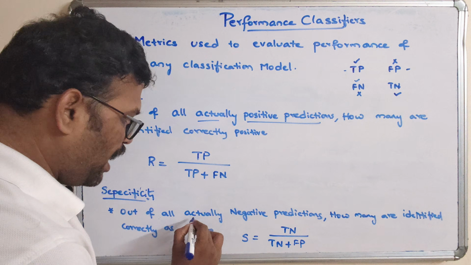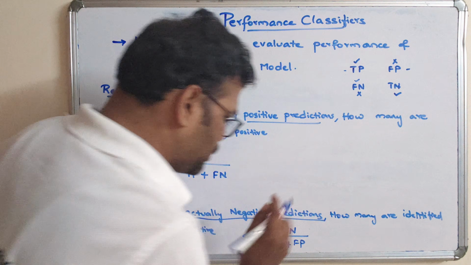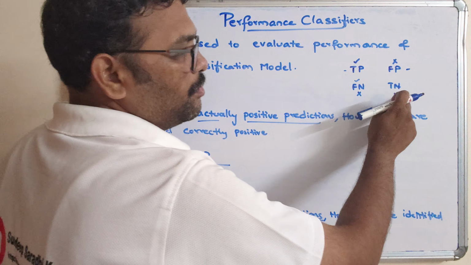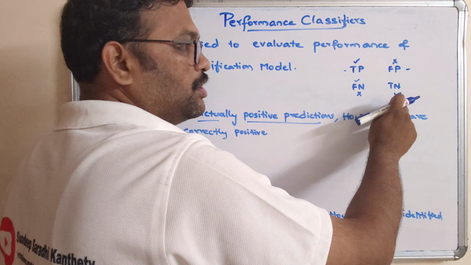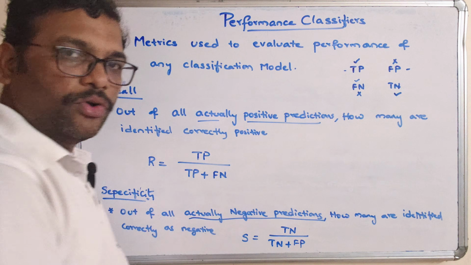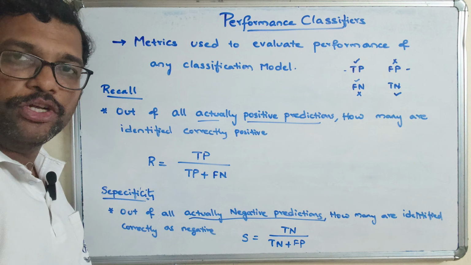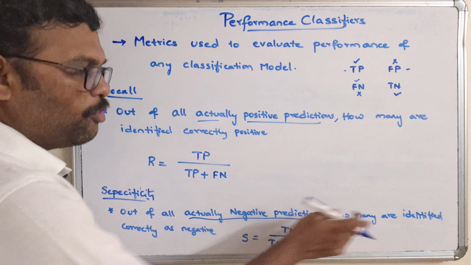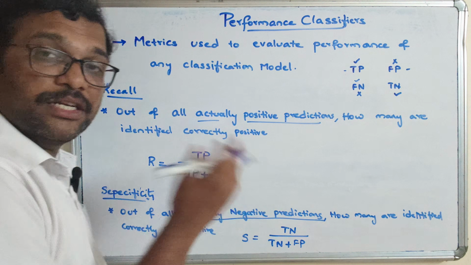Okay, so out of all actually negative predictions means this is actually negative, true negative, and also false positive. So actually it is negative, but it was predicting positive. So it will be considered these two also. Out of all these things, how many are identified correctly as a negative? That means a true negative.